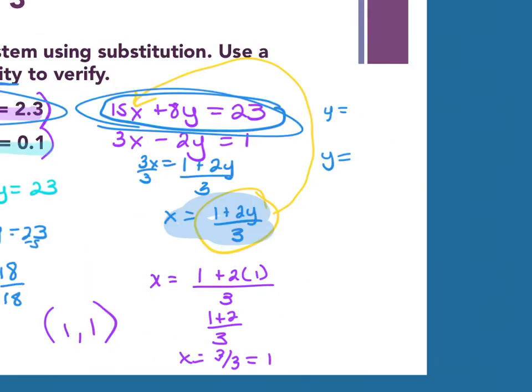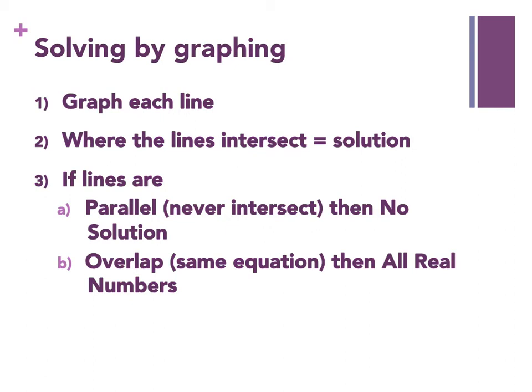So on my graphing utility, if I had typed that in, and then I hit graph, I would look for where they intersect, and you can trace that line to find the intersection. So every system can be checked by using a graphing utility. All right, then solve by graphing. Now we're going to graph.